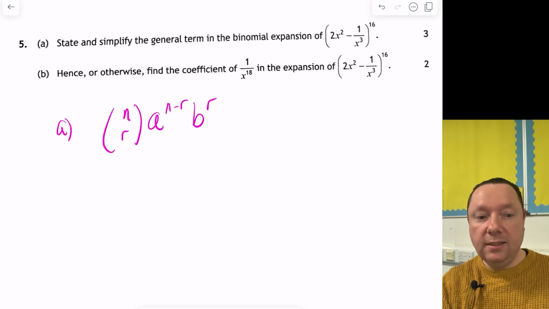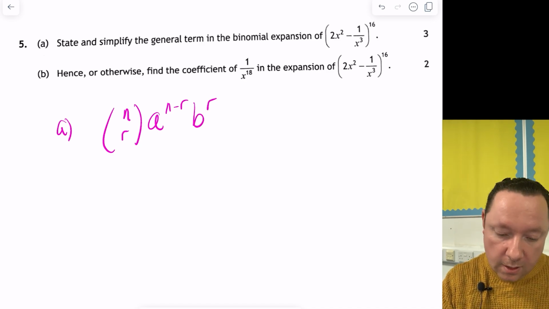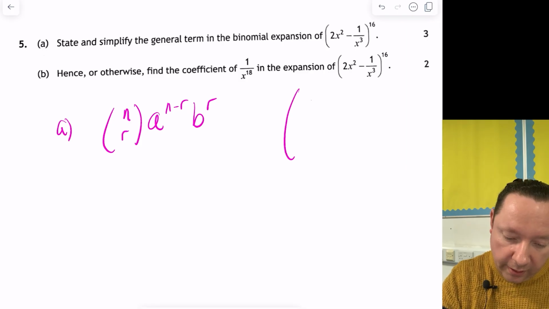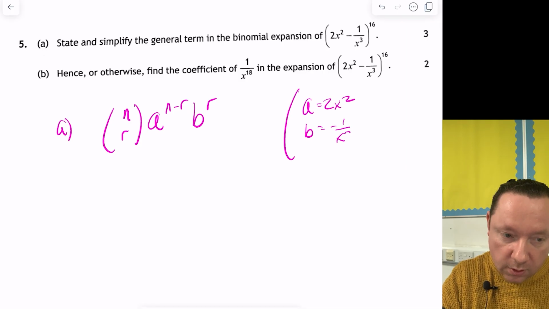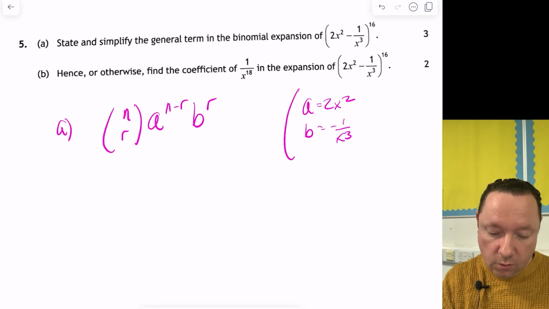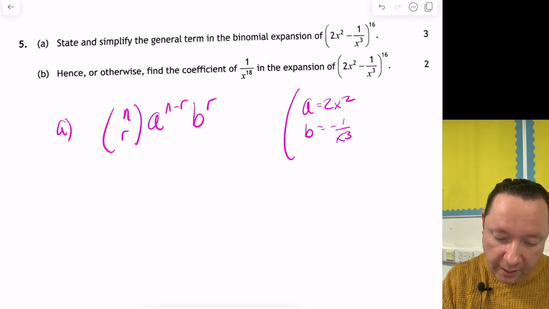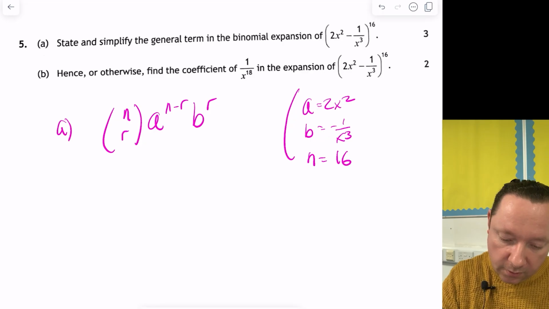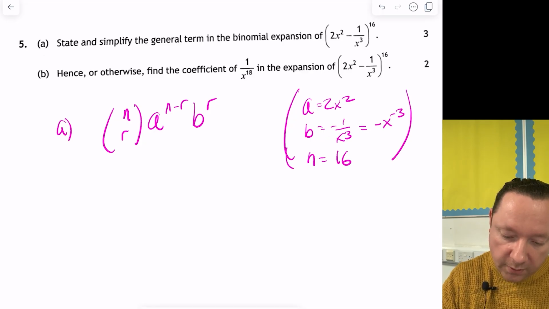So n in this case is 16, okay? And what's our a and b? Well, a is just 2x squared, of course. b is minus 1 over x cubed. And we can say that n is equal to 16. Now I might as well just change that to minus x to the minus 3 straight away for my substitution.